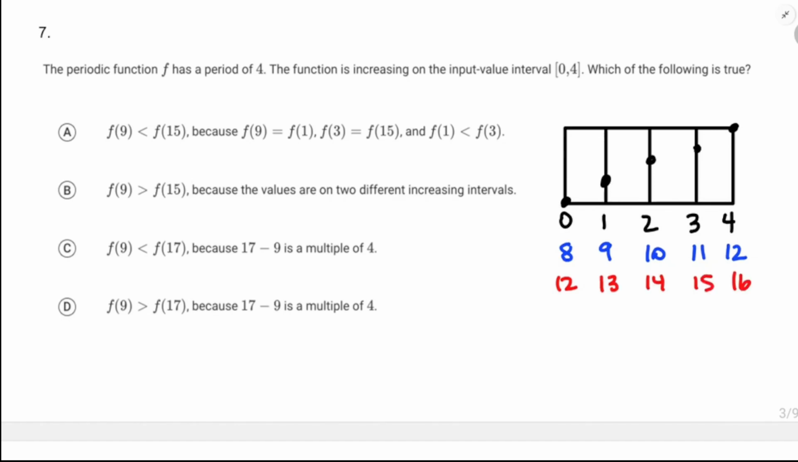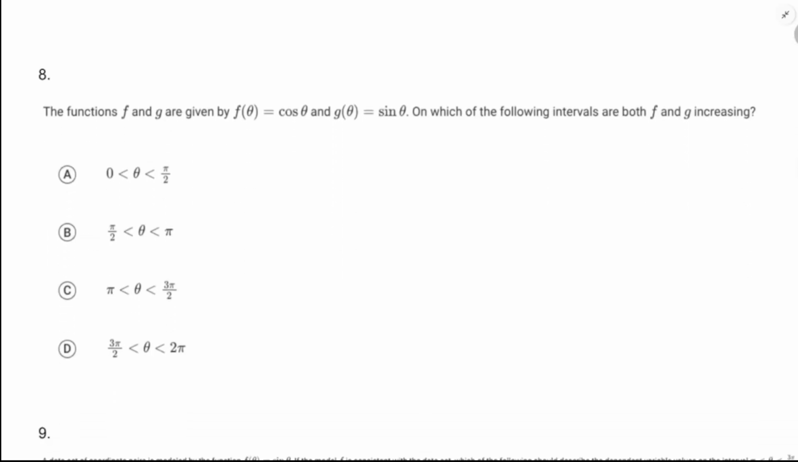Yeah, I'll be honest. The more I think about this one, the more I think that my issue is with that interval being closed. If that was just an open interval, then I would have no problem choosing A. I still believe that A is the best answer, because f of 9 is equivalent to f of 1 right there, and f of 15 is equivalent to f of 3 because of the period of 4. And f of 1 is definitely less than f of 3 because of what they said about the function increasing on the input value interval. So I've got to think it's an A, and choices B, C, and D are clearly wrong. But there's something a little off about that one.